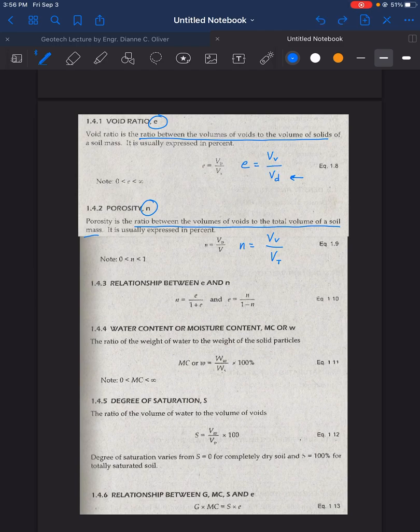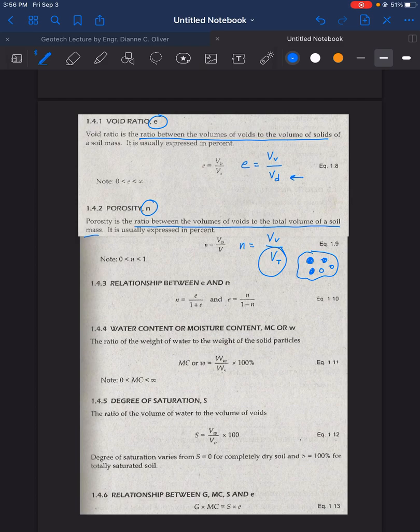Now for porosity, it is the volume of voids over the total volume of the soil mass. If we say total volume of the soil mass, meaning the sample is considered with the solids, the water as well as the air. Okay? So that's the difference between the two.